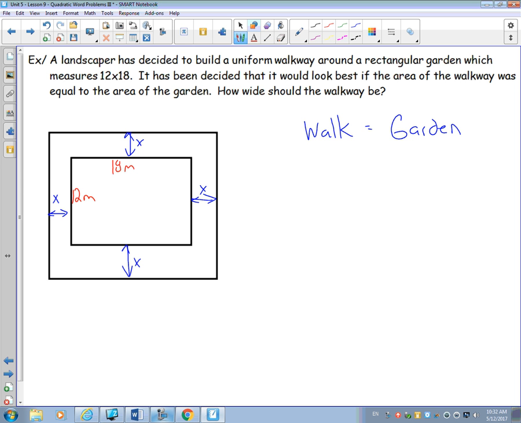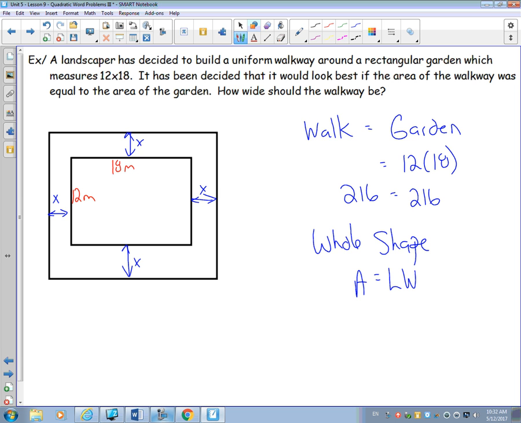Okay, let's take out the things we do know. We know how big the garden is. The garden is 12 by 18, which if I multiply those two things together, I get 216, which means the walkway is also 216 because they're equal to each other. Which means if I think of this as one big shape, the big rectangle, the whole shape area is made up of a rectangle, which is length times width. The whole thing is the 216 plus the 216.